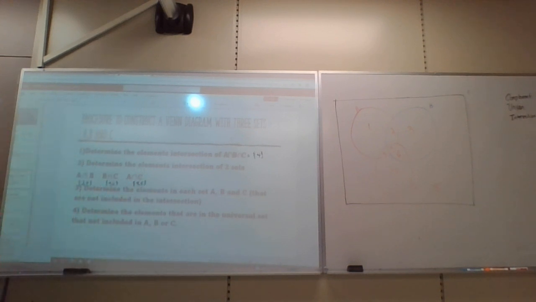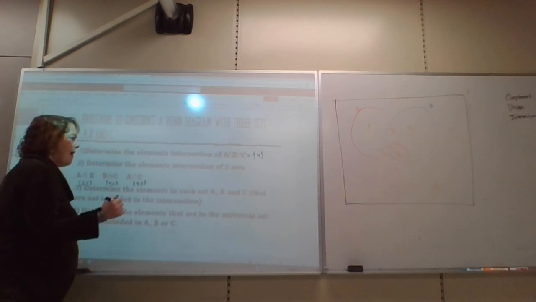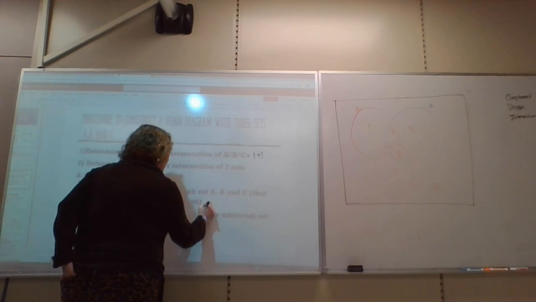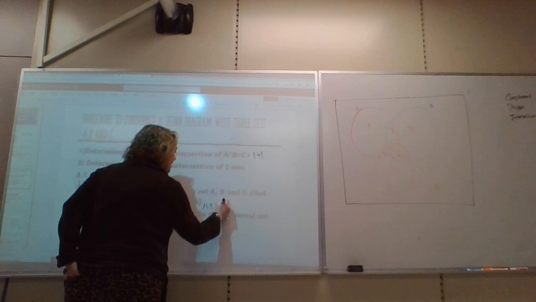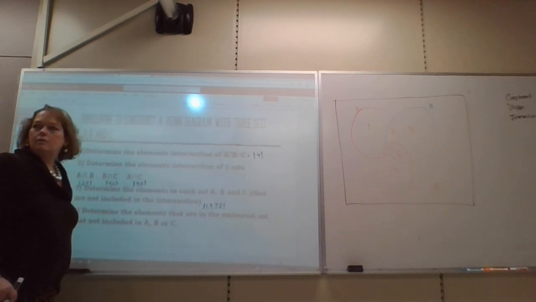Next, we need to determine the elements in each of A, B, and C that are not included in the intersection. So, what's not included in the intersection? 1, 3, 7, and 8. Right? Right. 1, 3, 7, and 8, because 8 is not included in any of it.